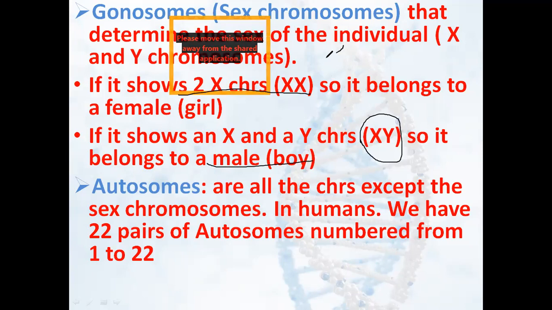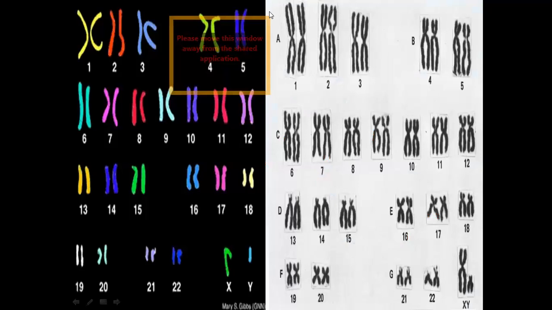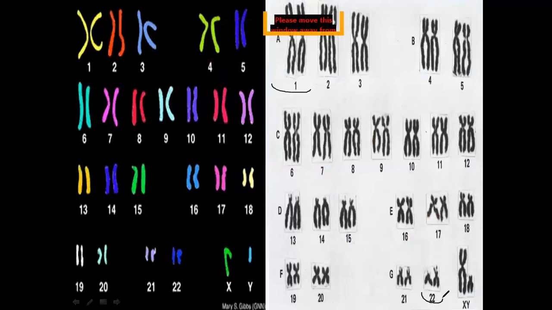If we have XX, it's for the female. If we have XY, it's for a male. However, the autosomes are all the chromosomes except the sex chromosomes. So here, from chromosome pair number 1 to chromosome pair number 22, all of them are called autosomes. However, this one is called the sex chromosome. Here it's XY, so it's a male.